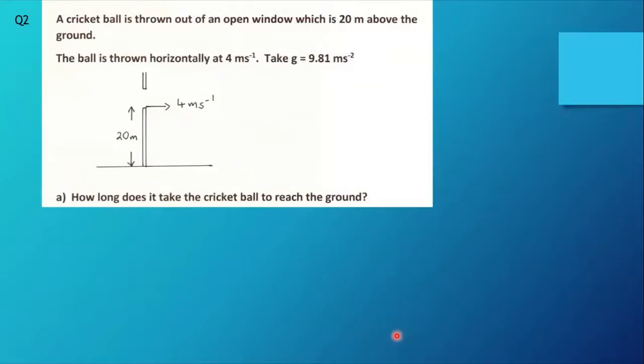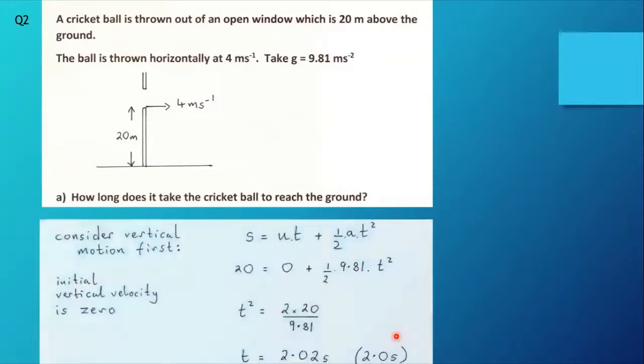Another question. A cricket ball is thrown out of an open window. Well, yes, it would have to be an open window, wouldn't it? Which is 20 meters above the ground. The ball is thrown horizontally at 4 meters per second. I've drawn a little diagram. How long does the ball take to reach the ground?